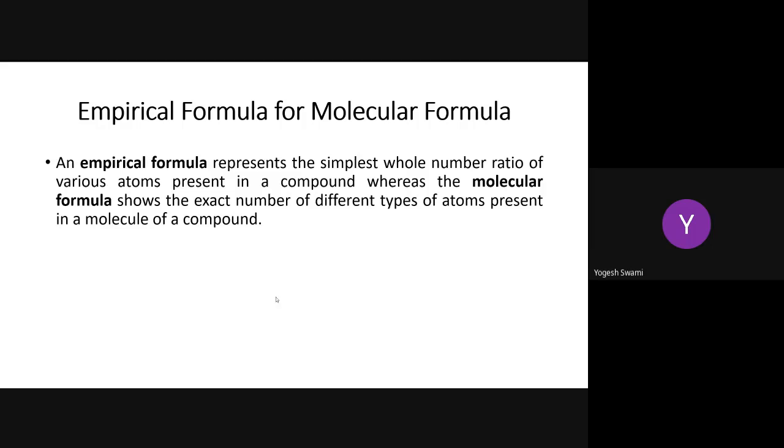Now look at the formulas. There are two types of formula representation in chemistry. One is known as the empirical formula and another one is molecular formula. Empirical formula and molecular formula. What is the exact meaning of empirical formula and molecular formula and how do we distinguish those? We take a few examples.